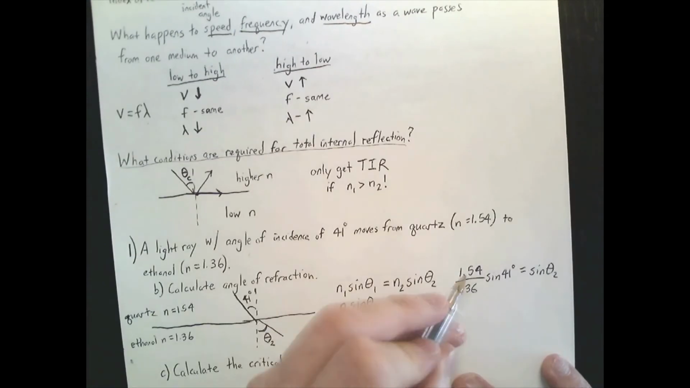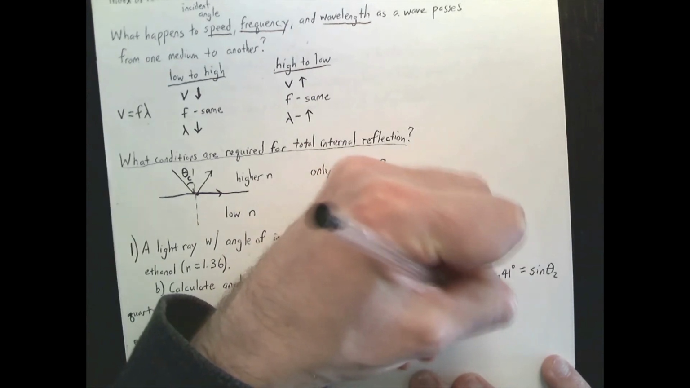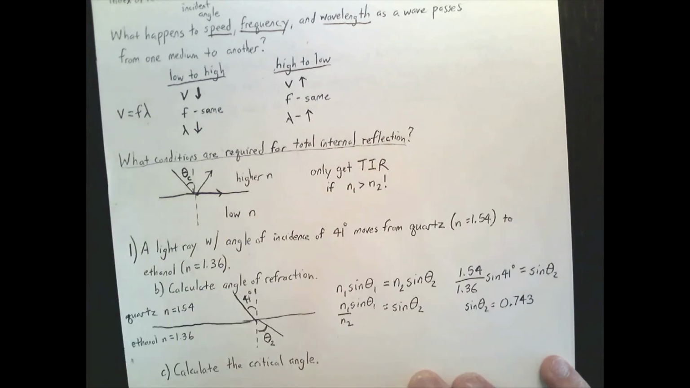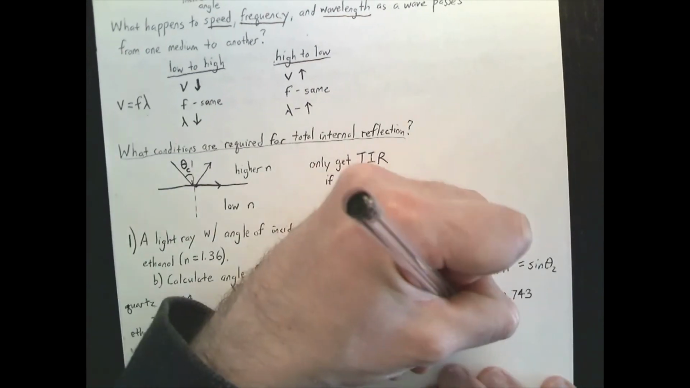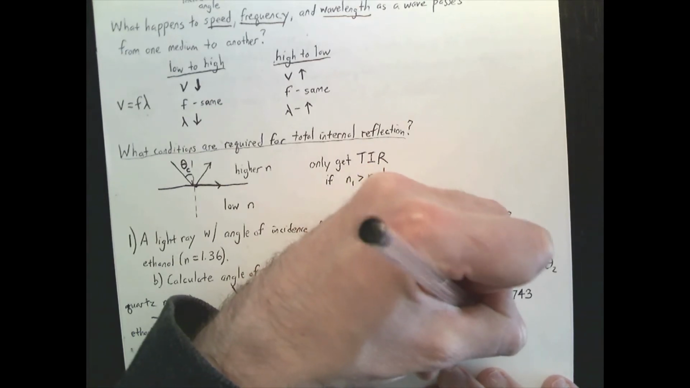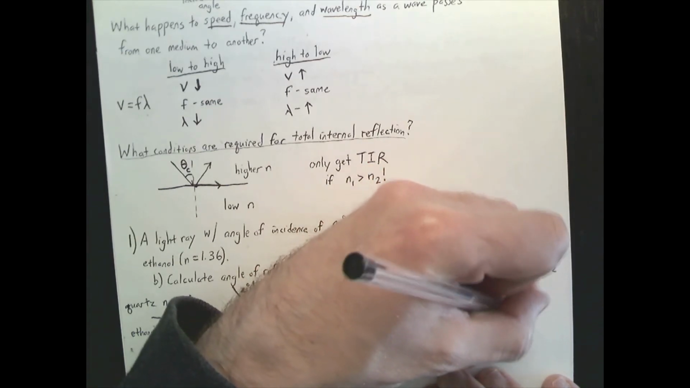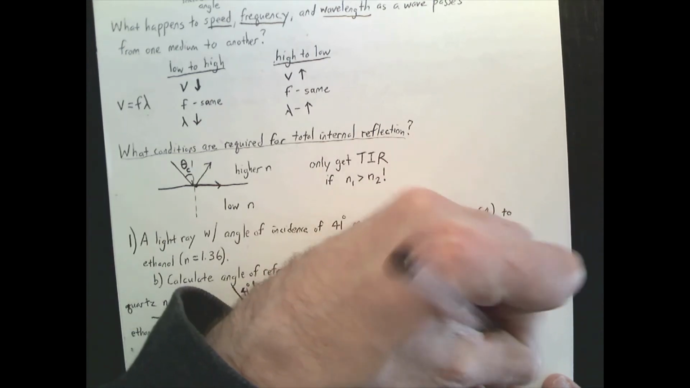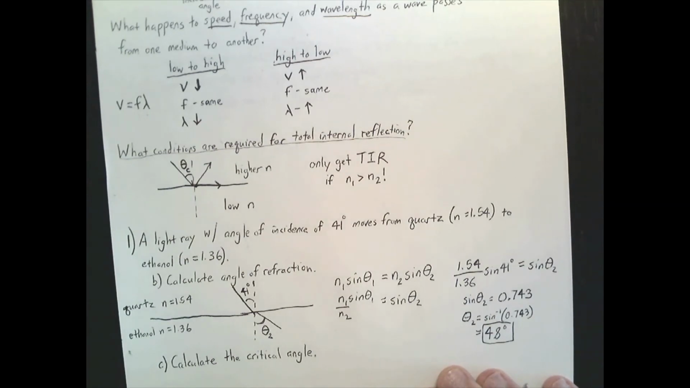I plug all these numbers into my calculator. I'm going to get sine theta 2 is equal to 0.743. And I'm going to do the inverse sine of both sides. So I finally end up with a value of almost exactly 48 degrees. So that is our refracted angle. It makes sense that 48 is larger than 41 because we're going to a lower index of refraction material. That's our ethanol here, and our light is going to bend away from the normal to make a bigger angle. So this checks out.